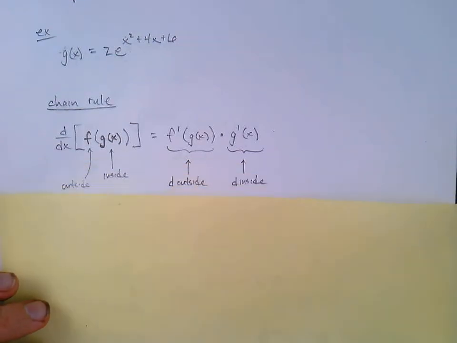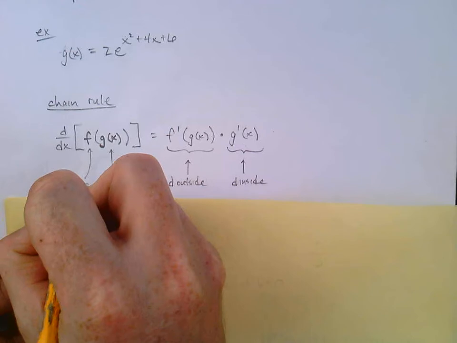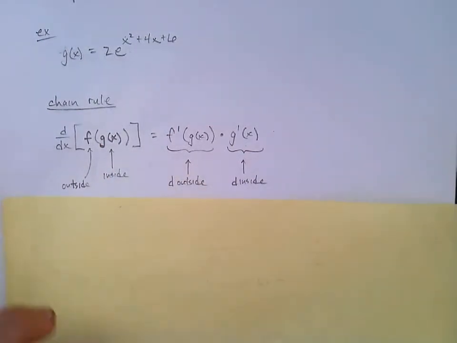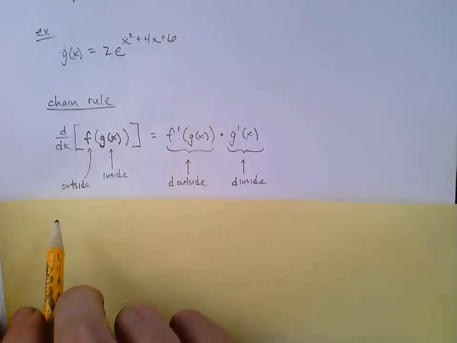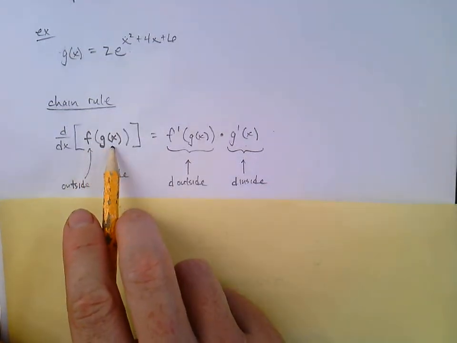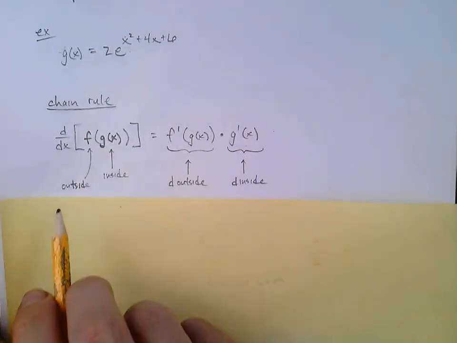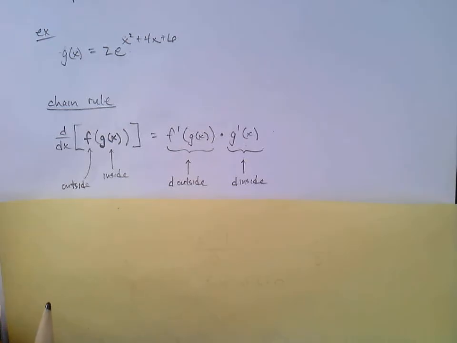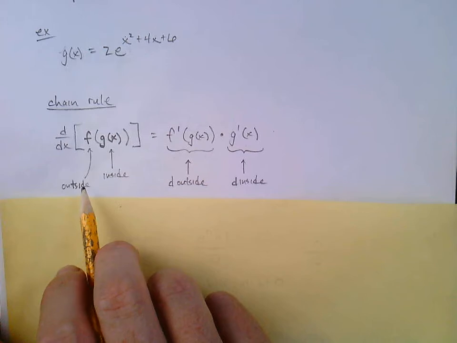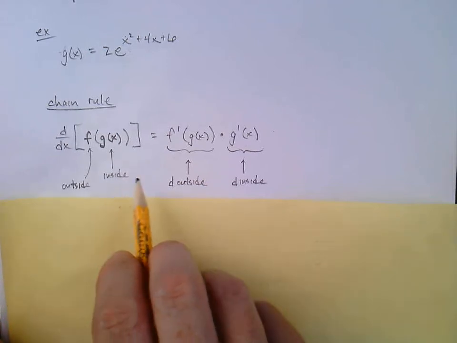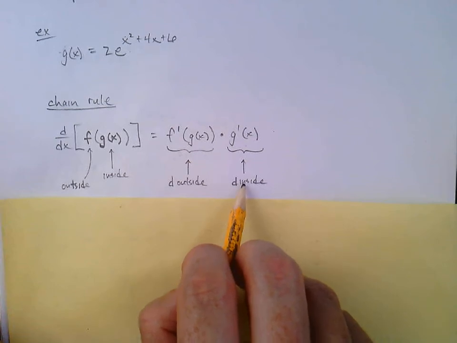Here's a handy way that I like to explain it, and I think it makes it easier for students when we see the examples. Think of that original composite function as having an outside and an inside. The inside, of course, is the g of x. The outside is the f. So when you go to take your derivative, it's the derivative of the outside, f prime, times the derivative of the inside, g prime.